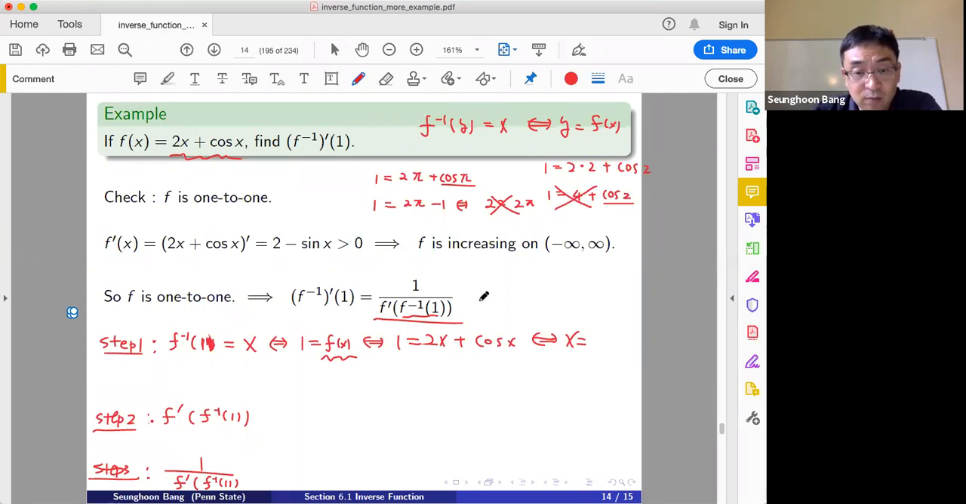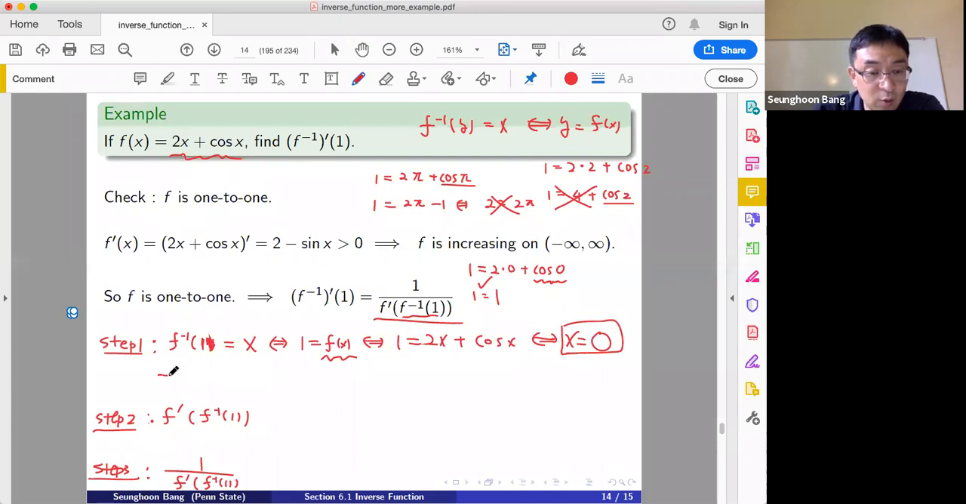You can plug in x equal to 0: 1 equals 2 times 0 plus cosine of 0. You can only check. 2 times 0 is 0. Do you know what the cosine of 0 is? Yes, it's good. So x is what? 0. You have it. X is 0.